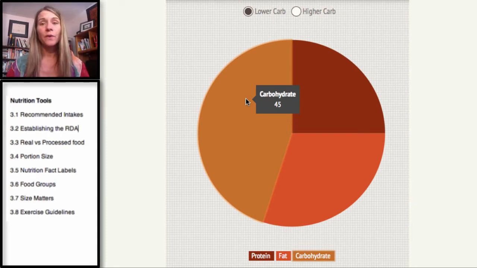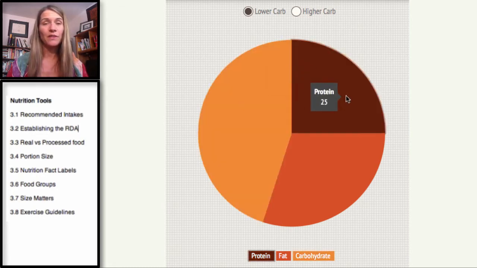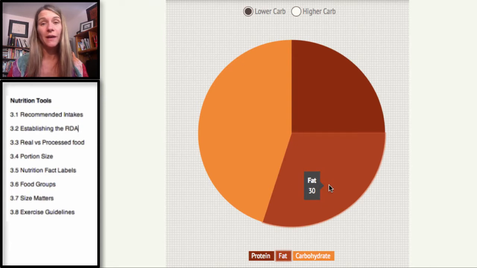So what does this look like? If you were going to have a diet that was 45% carbohydrates, so that's on the lower end of our range, remember, that's 45 to 65%, and with fat at about 30% and protein 25%, this is what the diet would end up looking like. Remember, these are always going to add up to 100. You can't have more than 100, or it'll be just slightly over or slightly below.